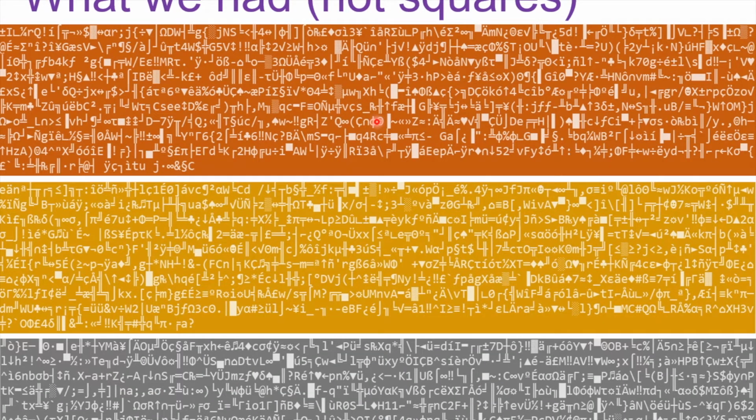However, in the previous example, what we had are in fact not squares. It would be something like this. So how can we print a squared text?